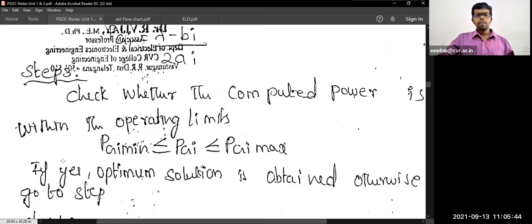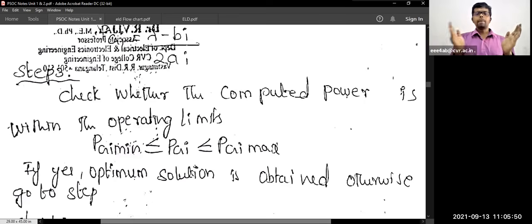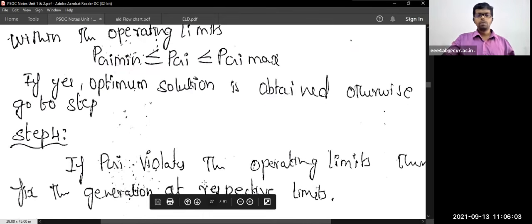If this condition is satisfied, that is, if it is within the minimum and maximum operating limits, then the optimum solution is obtained. Otherwise, go to the next step. That is step number 4.